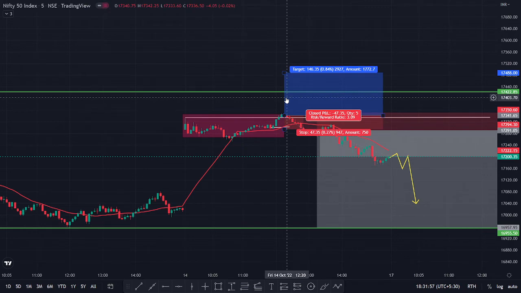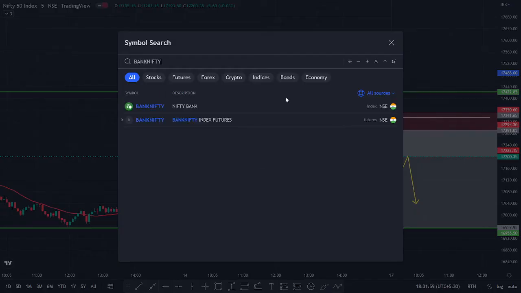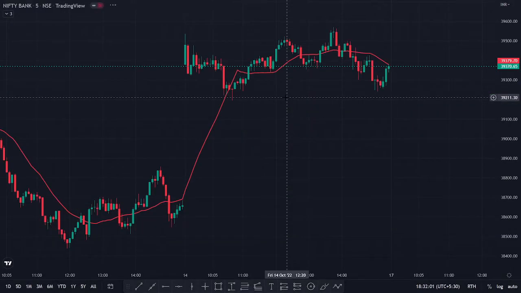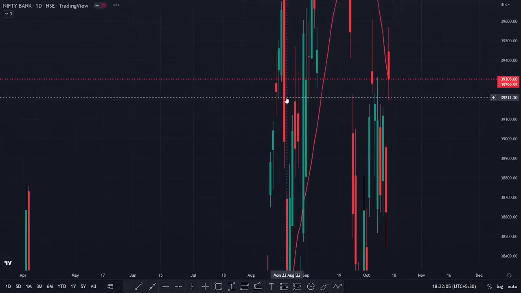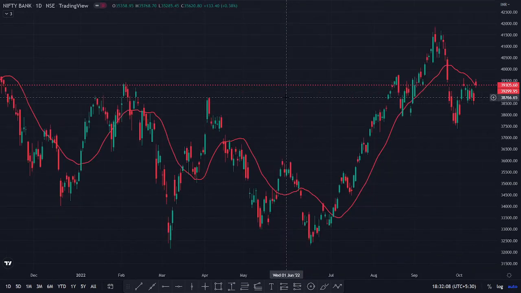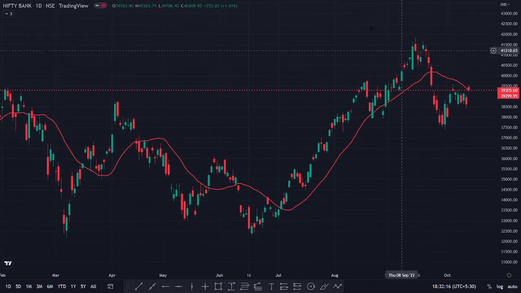Now going on to the Bank Nifty charts. Of course, guys, if you notice, you can identify that Nifty and Bank Nifty are both interrelated, correlated, which means Nifty's movements can be copied by Bank Nifty and vice versa. Bank Nifty movements can also be copied by Nifty.